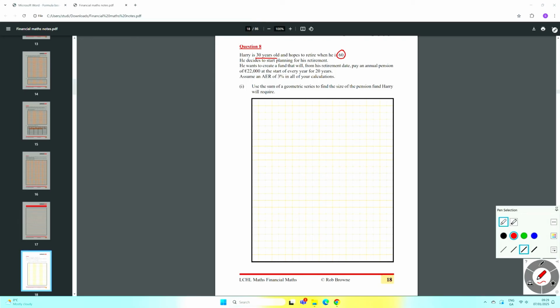He decides to start planning for his retirement. He wants to create a fund that will, from his retirement date, pay an annual pension of €22,000 at the start of every year for 20 years. Assume an annual rate of 3% in all your calculations. We're asked to use the sum of a geometric series to find the size of the pension fund Harry will require, and then how we're going to save that.